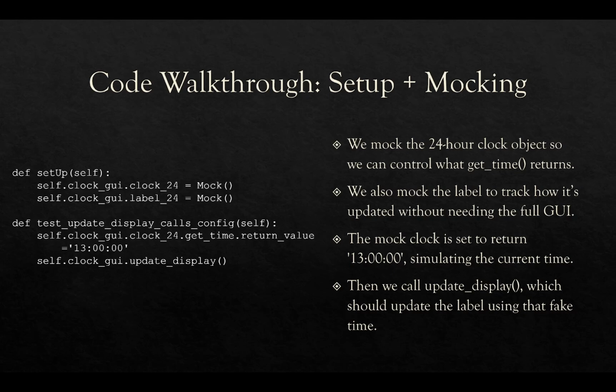In this part of the test, we're setting up mocks for just the 24-hour side of the display. First, we mock clock_24, which is the internal clock object inside the GUI, so that we can control what getTime returns. We also mock the label itself, label_24, so we can later verify how it gets updated without needing to show the actual interface. Then, in the test, we tell our mock clock to return 13:00:00. This simulates a fixed time instead of depending on the system clock. Finally, we call update_display, which is the method we're testing. This should trigger the label to update with the mock time.